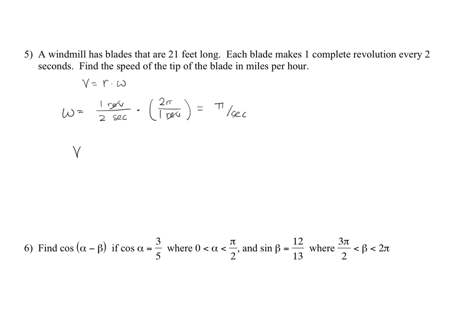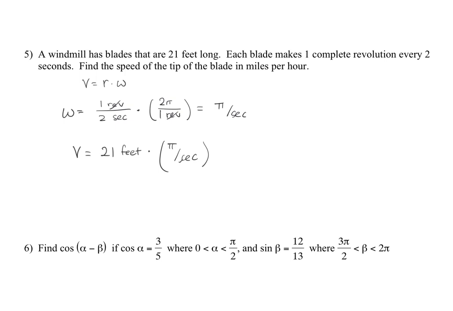Now we can find linear speed. V is equal to the radius, which is 21 feet, times the angular speed, which is pi radians per second. And this is going to give us 21 pi, but it's in feet per second.